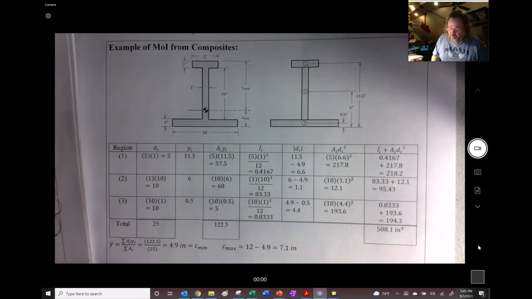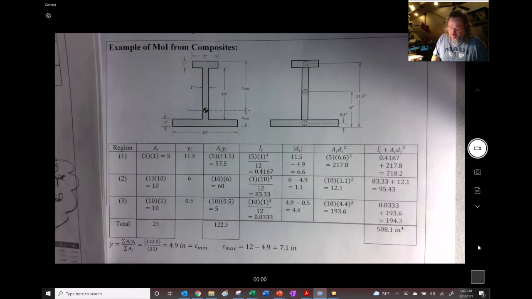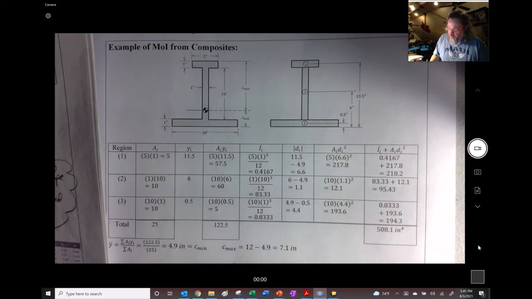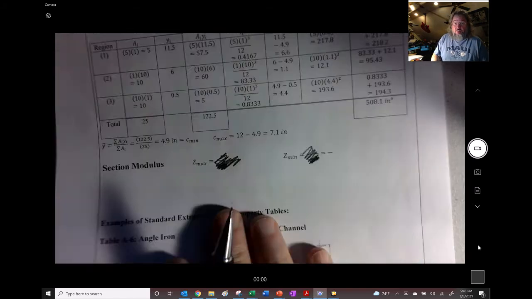For the section modulus, I think I messed something up right here. For some reason, I need to fix this. Maybe I will remember to fix it, but what I'm writing right in there is not correct. And so I'm sorry, I got down to there.